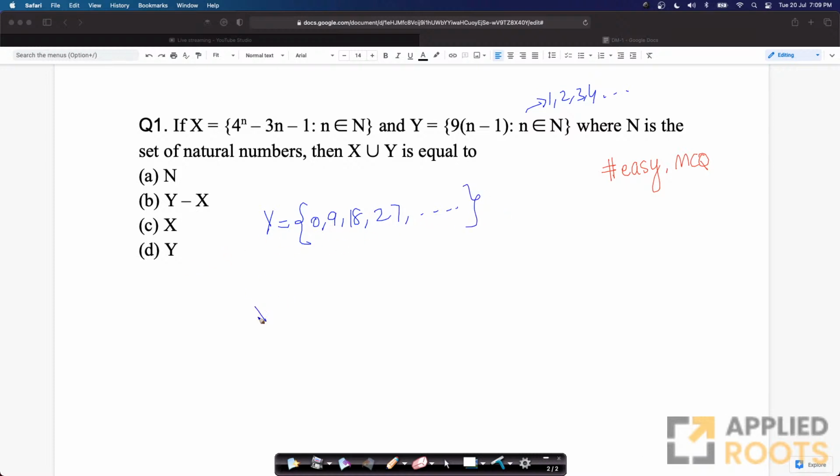Now what about x? X is slightly trickier. Of course, there are multiple ways of solving it, but a more rigorous way is this: one thing we understood is these are all multiples of 9. What we want is x union y, and if you look at all the options, we want to understand what x is. One strategy you can employ is to plug in each of the values, see what x is, and then eliminate options.